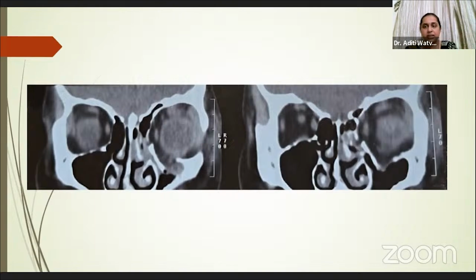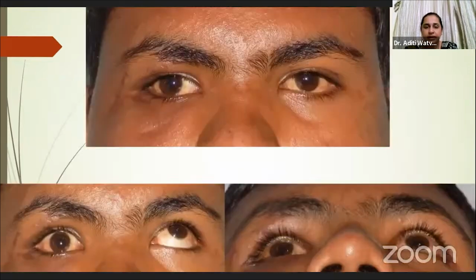So there is a difference between entrapment and prolapse. I'll be showing a few cases of entrapment as well as prolapse. So I'll explain that during that.